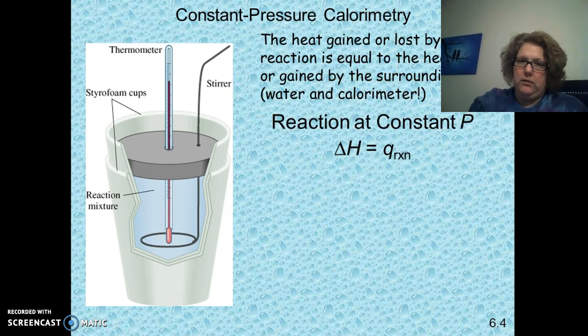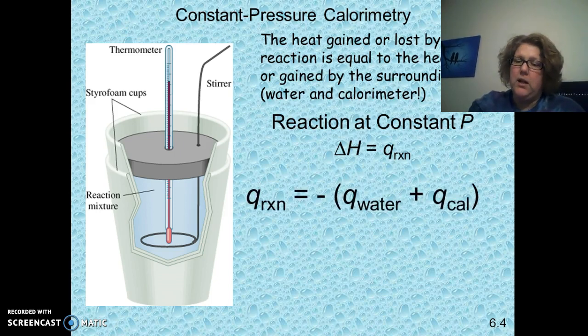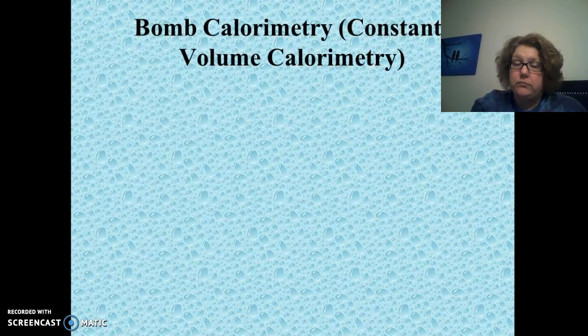So the enthalpy change is equal to the Q of the reaction in constant pressure calorimetry because there's no work being done. And in reality, a little bit of the heat released by the reaction goes into the calorimeter cups, the styrofoam cups too. It's not just the Q of the water. So sometimes we'll just be simple about it and ignore that fact like we did in the last example. Other times we'll go ahead and correct for it. You'll just have to see one like that.